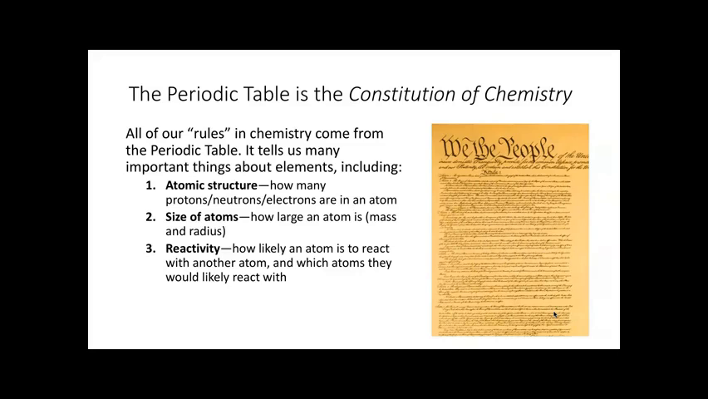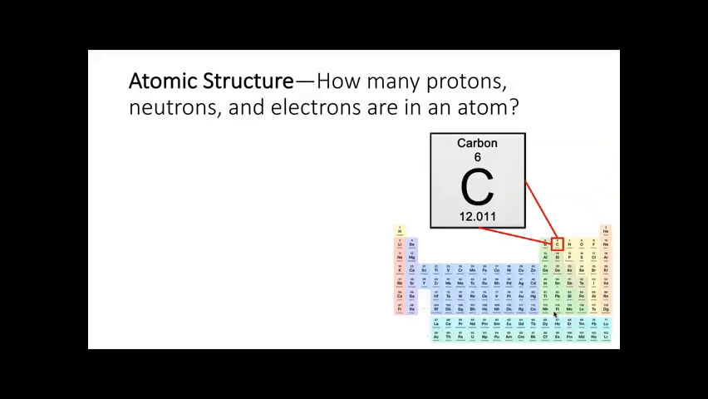The second one is the size of atoms, which is how large they are in terms of their mass and their radius. And lastly, we're going to briefly introduce the reactivity of atoms and how you can get an idea of what that looks like just by looking at where atoms are on the periodic table. As I said, the first thing we're going to talk about is the atomic structure. How can you tell how many protons, neutrons, and electrons are in an atom just by looking at the periodic table? For this example, we're going to use carbon.